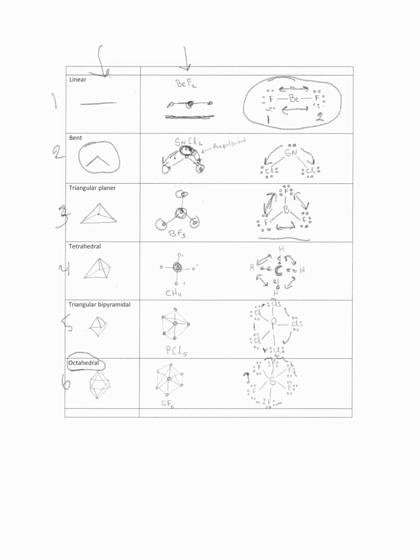I'll make a video that shows some models that I have that make it easier to actually visualize these. But a takeaway message from this is that the shape you form is a result of the valence electrons of the bonded atoms all trying to stay away from each other as much as possible. And that's going to influence the shape that it has.